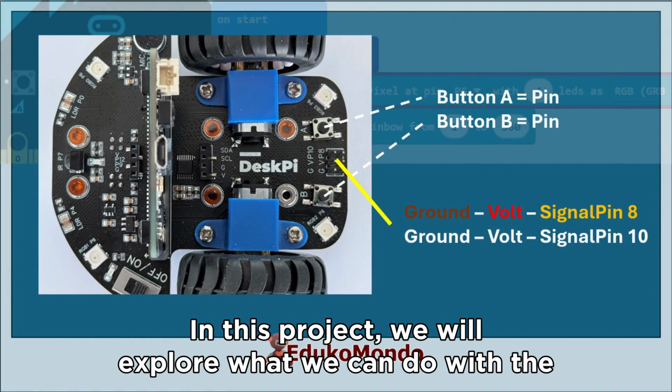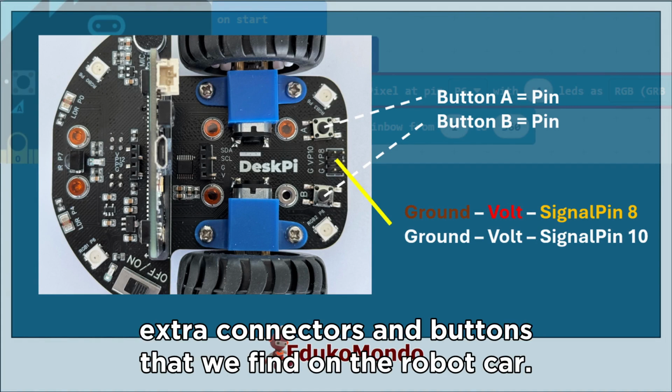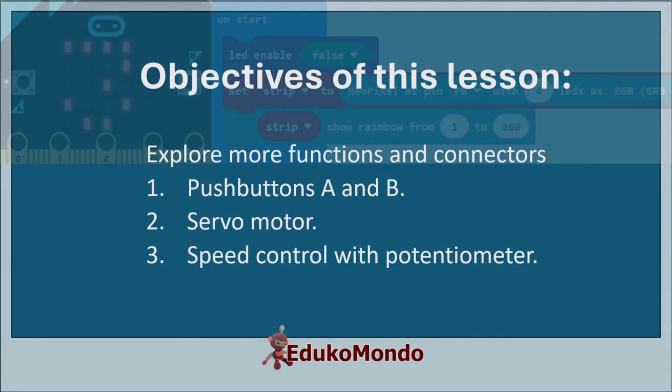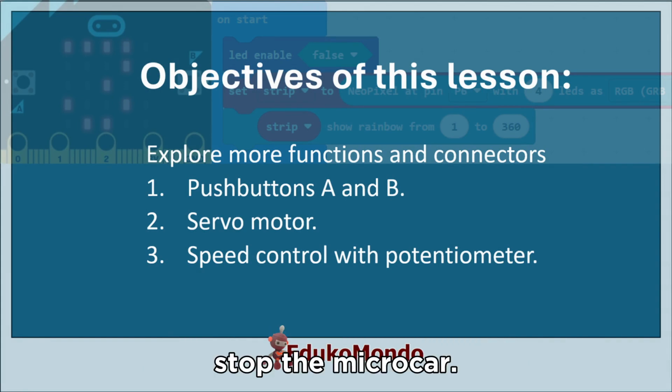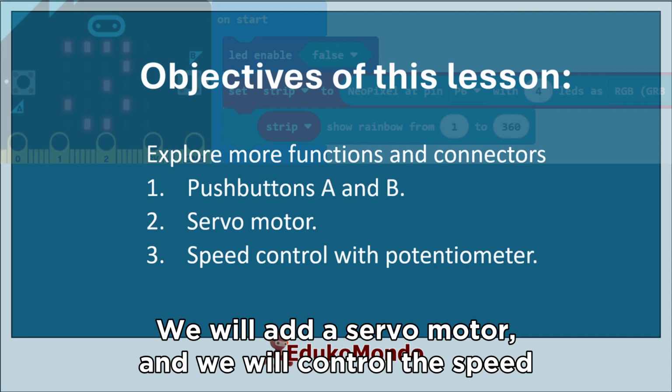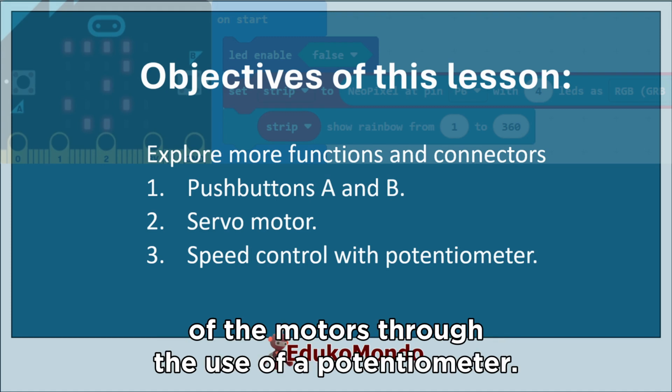In this project, we will explore what we can do with the extra connectors and buttons that we find on the robot car. We will activate the push buttons A and B to start and stop the microcar. We will add a servo motor, and we will control the speed of the motors through the use of a potentiometer.